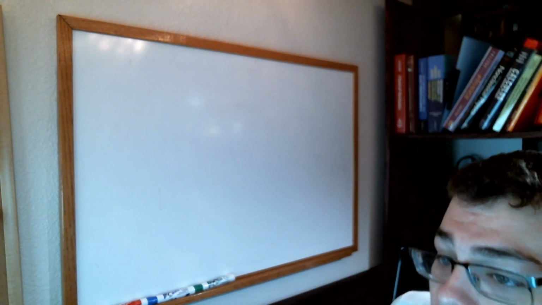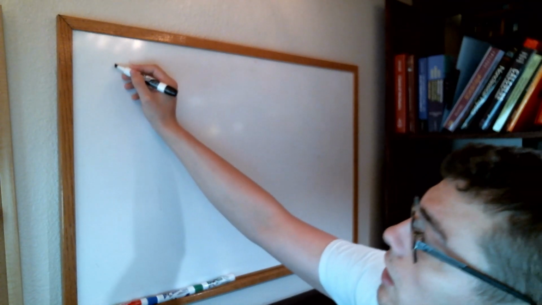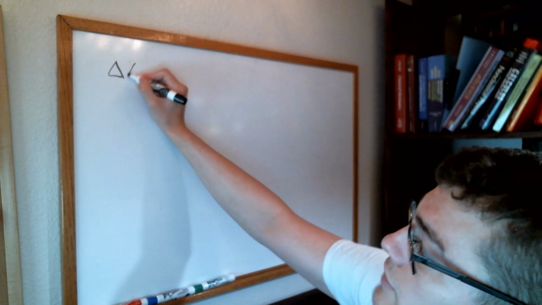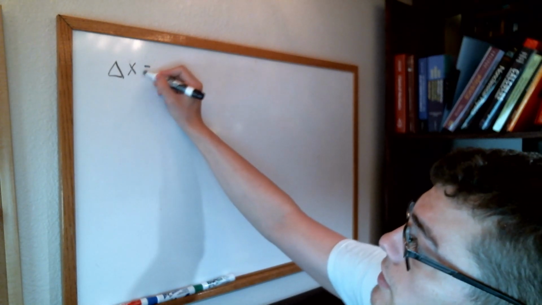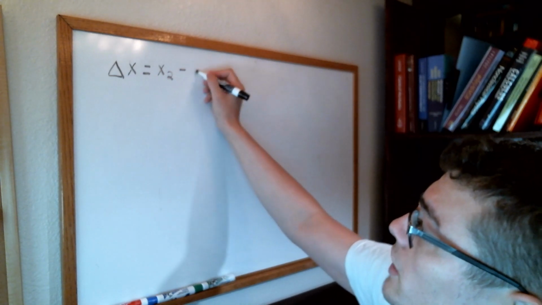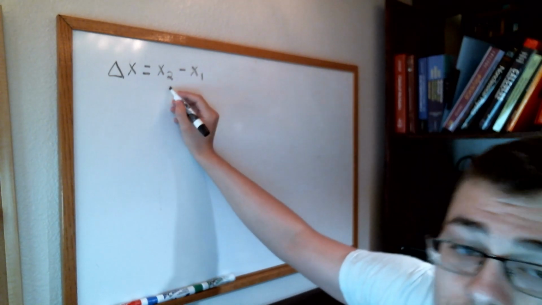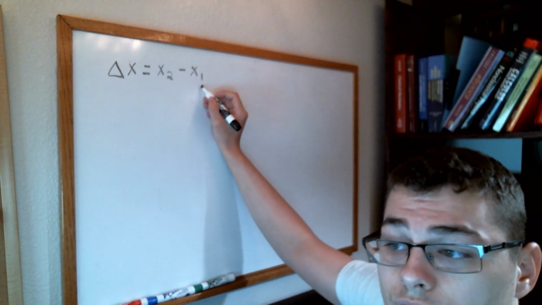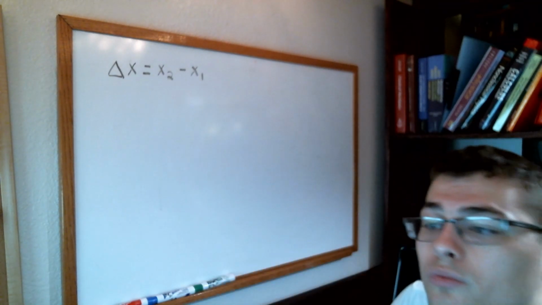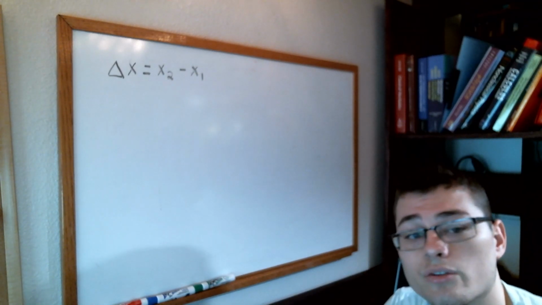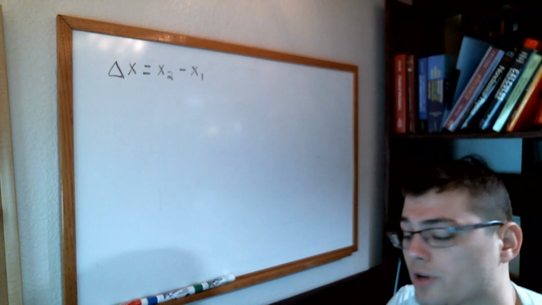Okay, so let's start off with a definition for displacement. We're going to talk about some change in an x-coordinate here. And this formula for displacement is going to be delta x is equal to x2 minus x1, x2 being your finishing location, and x1 being your starting location. So after that, one of the biggest questions is going to be, well, how long did it take you to get from one place to another?